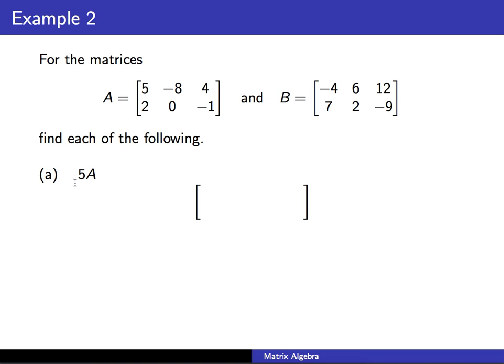So we're going to scale it by a factor of 5, which simply means we take each element and multiply it by 5. First row, first column, 5 times 5 is 25. Then right after that, -8 times 5 is -40. 4 times 5 is 20. And then starting the second row, 2 times 5 is 10. 5 times 0 is 0. And 5 times -1 is -5.